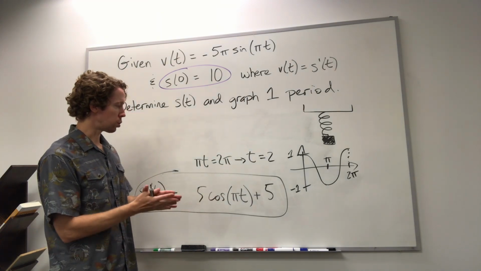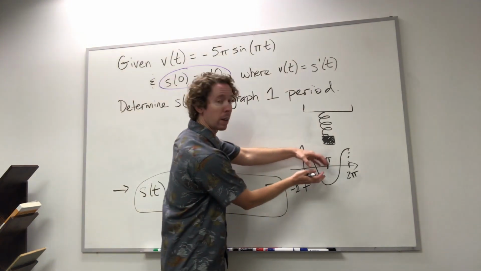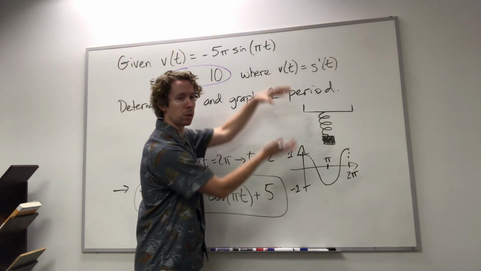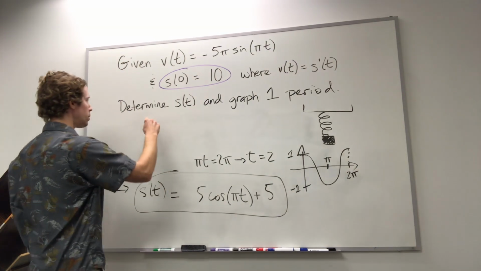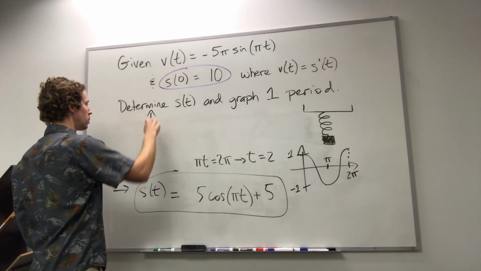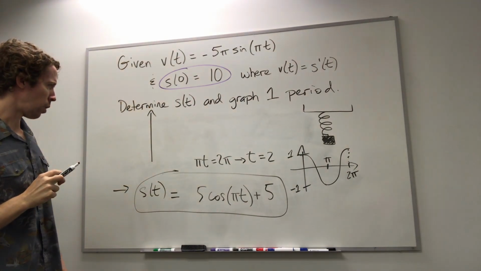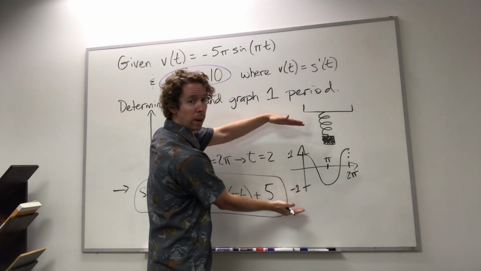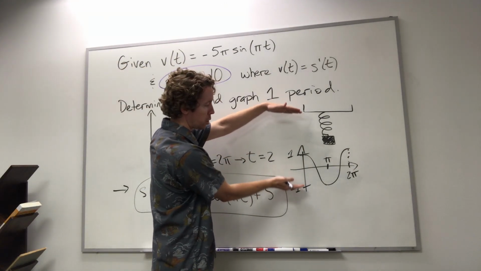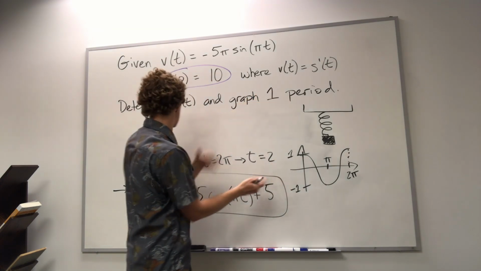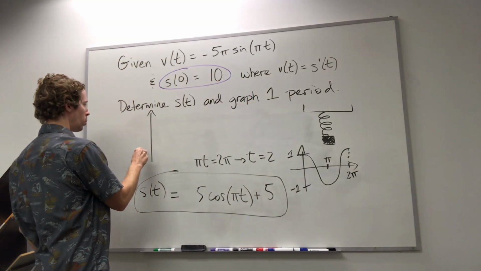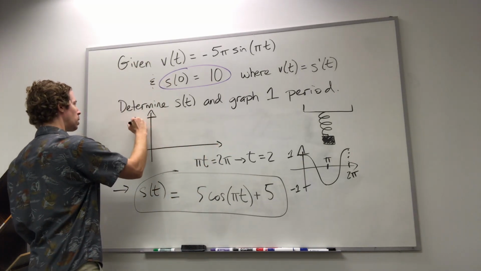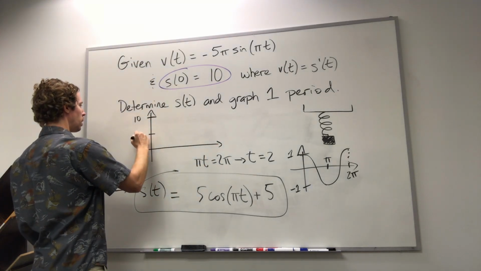This 5 is going to stretch out my function, so this wave will have an amplitude of 5 instead of 1. And then the plus 5 again will just push it up. So when I graph this, this will be stretched from -5 to 5, but then it'll be pushed up, so it'll go from 0 to 10. So I'm going to rescale this. I'll put 10 right here. 5.